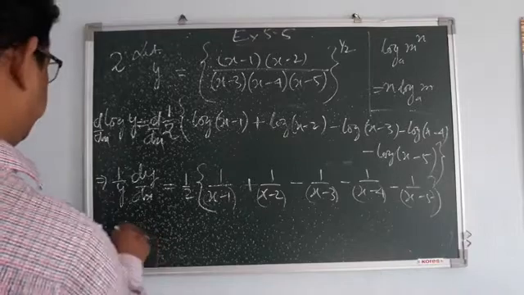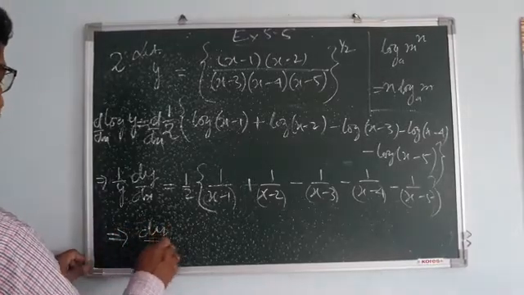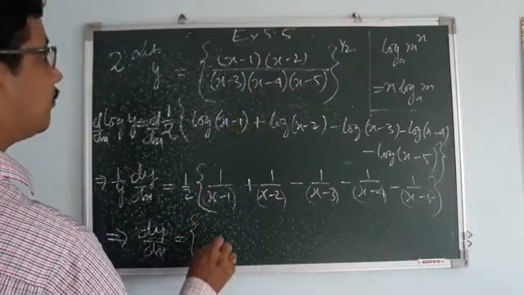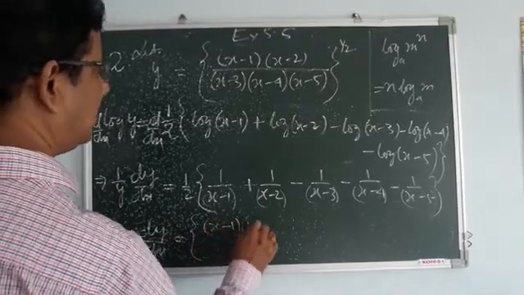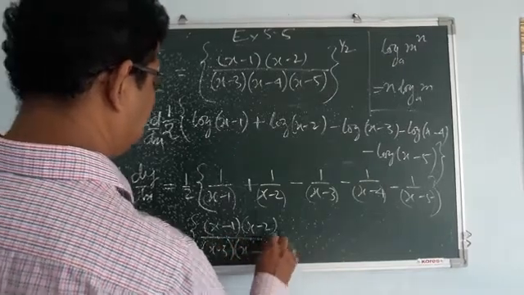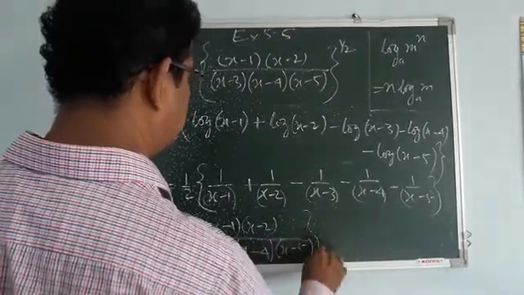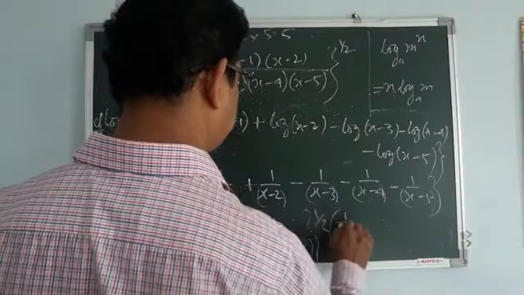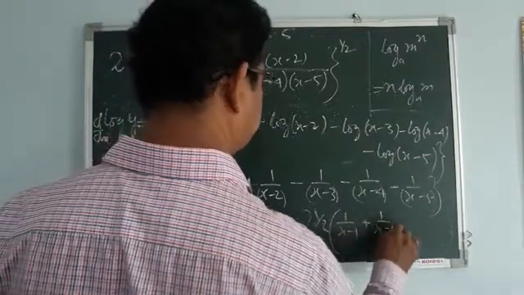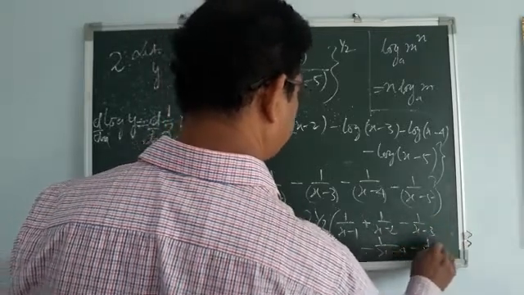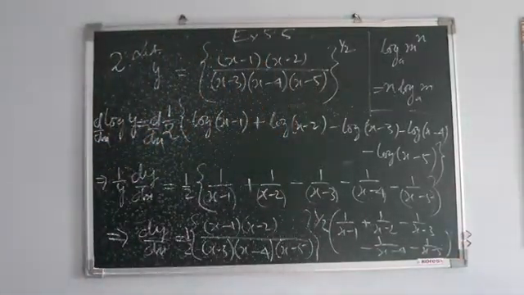Now what will be dy dx? Y into this, so we will get dy dx as y, and y is this, so we will write it again: (x minus 1)(x minus 2)(x minus 3)(x minus 4)(x minus 5), whole thing to the power half, here outside half. Then the big term: 1 by x minus 1, 1 by x minus 2, 1 by x minus 3, 1 by x minus 4, 1 by x minus 5. So big term it is. So this is our value of question number 2.